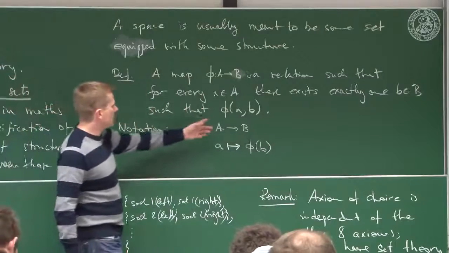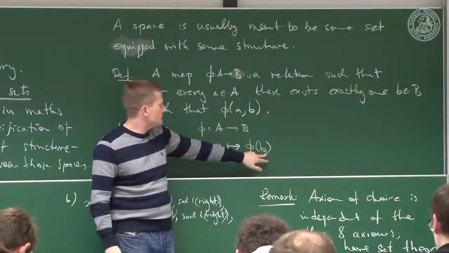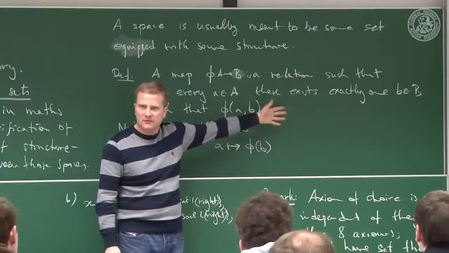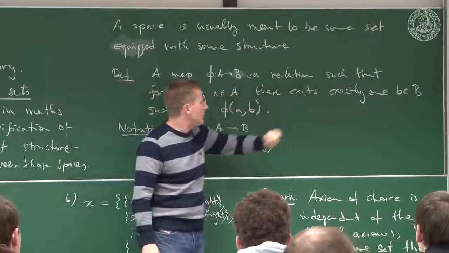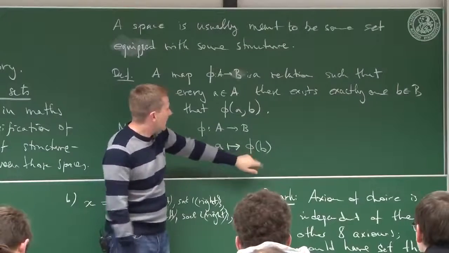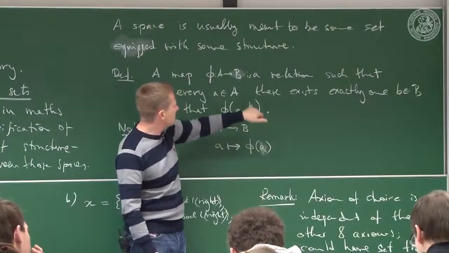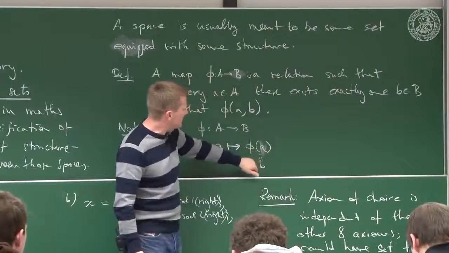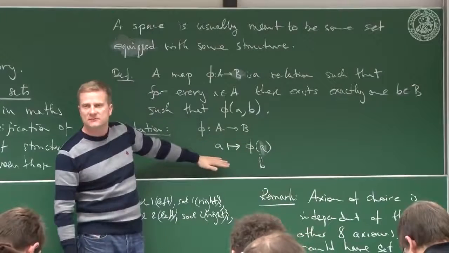And you see, if you say phi is a relation, then this is an abuse of notation because the relation needs to eat two objects and produce a truth value. But once we agreed that for every a in A there exists exactly one b in B such that phi of a, b, then phi of a is precisely this b. So this is defined as precisely the b that's unique such that phi of a, b is true. And that's the standard notation, right?